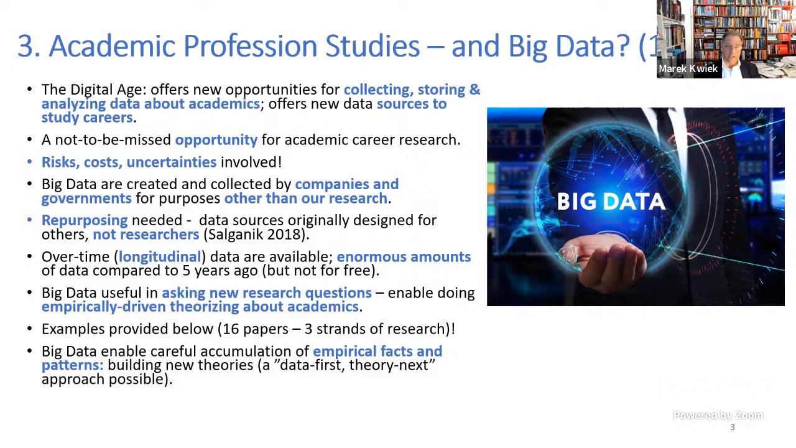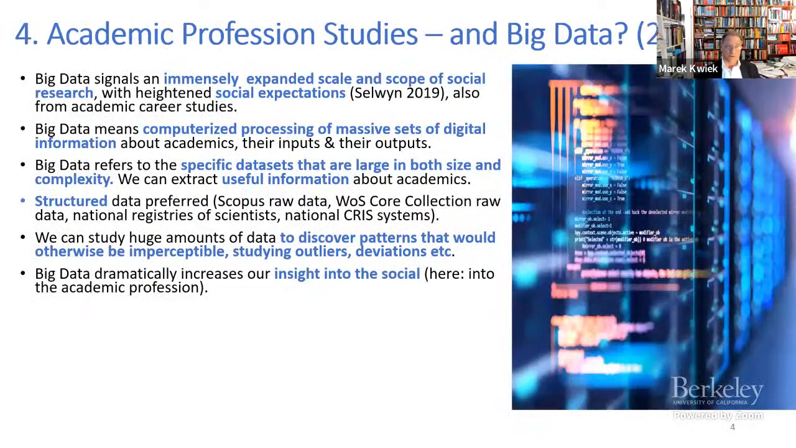So what we can do, we can be asking new research questions, and we can be doing empirically driven theorizing about academics. And it's basically new. By empirically driven, I mean much, much bigger, larger numbers of observations. I will give you examples in a moment about a dozen of papers and three strands of my own research, how to work with big data and what can be achieved. So we are experiencing an immensely expanded scale and scope of social research, also academic career research. Also, we can see heightened social expectations, including expectations from us. We know we can know more, and everyone around wants to know more.